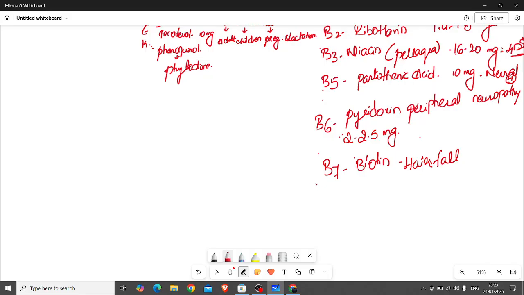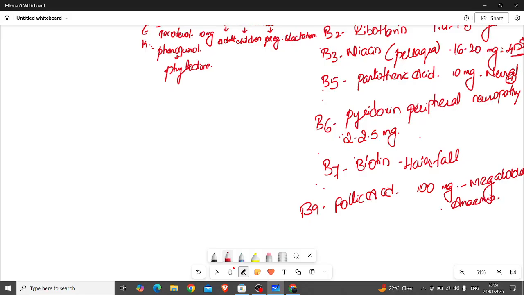Next vitamin, B9. It is also known as folic acid. The folic acid normal range is about 100 mg, and the main deficiency leads to megaloblastic anemia. It is always correlated with B12 deficiency. Folic acid deficiency leads to megaloblastic anemia and ultimately to neural tube defects.